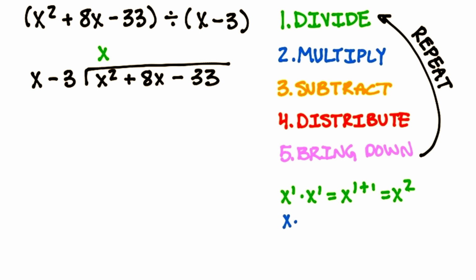I'm going to write this down to the right and perform the multiplication. X times x minus 3 is x squared minus 3x. Then we'll write this below our polynomial like so. And then we're going to subtract.